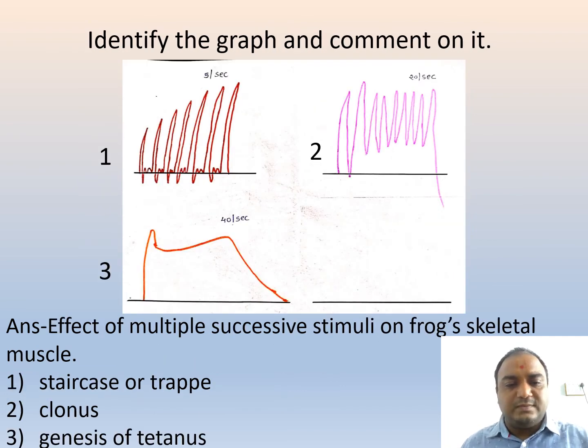The another graph, you can see 5, 20, 40 like that. This is the graph of multiple successive stimuli on frog skeletal muscle. We won't get a simple muscle twitch here because the frequency of stimuli is 5 per second, here 20 stimuli per second. So you will get this kind of graph.